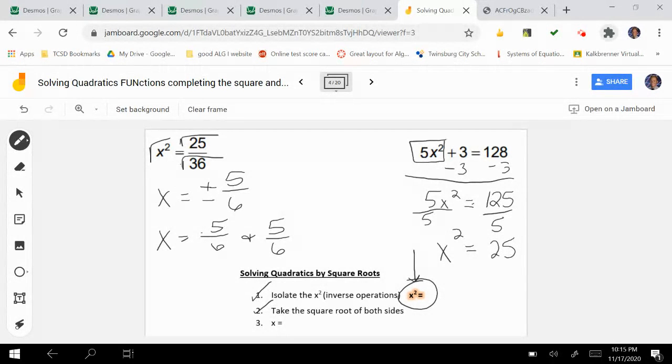Now I take the square roots of both sides. The square root of x squared is x. The square root of 25, we already did that right here, was 5. And remember, anytime we do that square root action, we get a plus and a minus. So we have 2 solutions again here, the left arm and the right arm. The left is -5 and the right is +5.